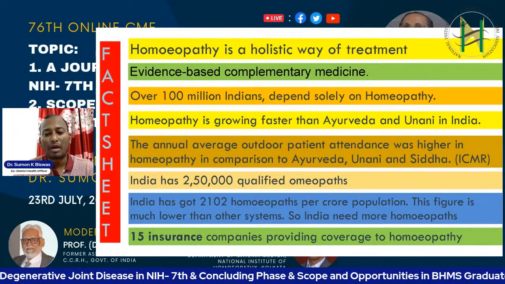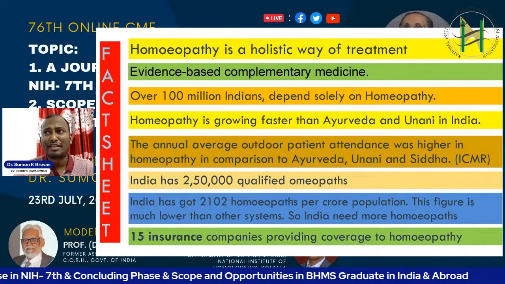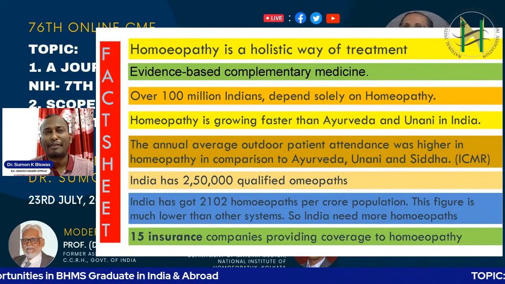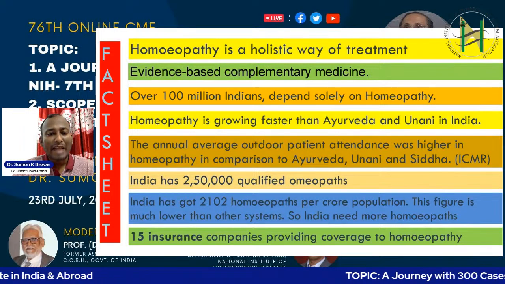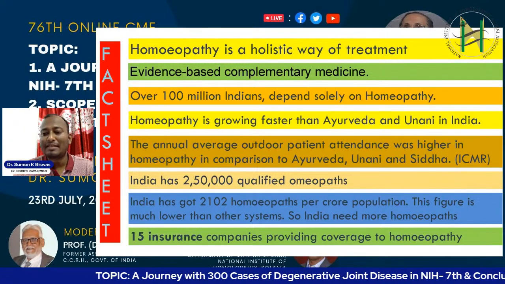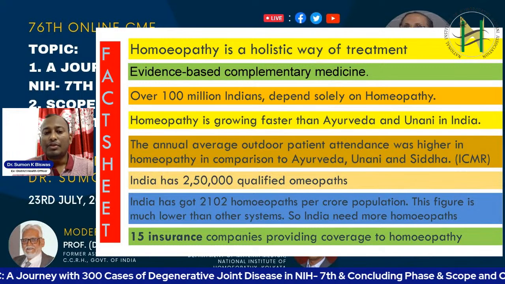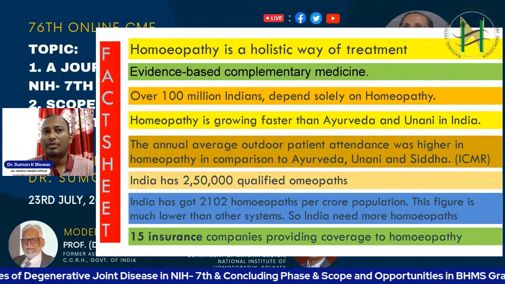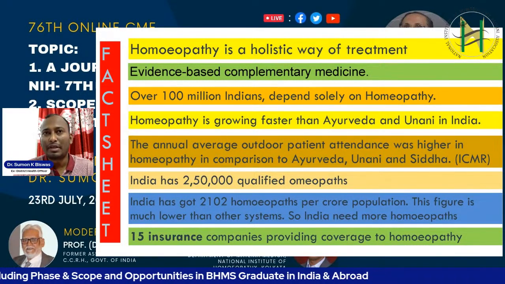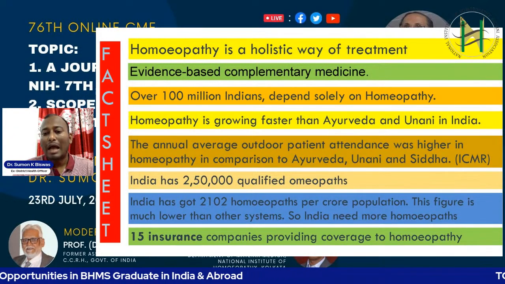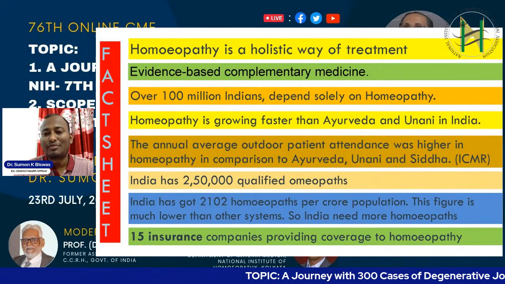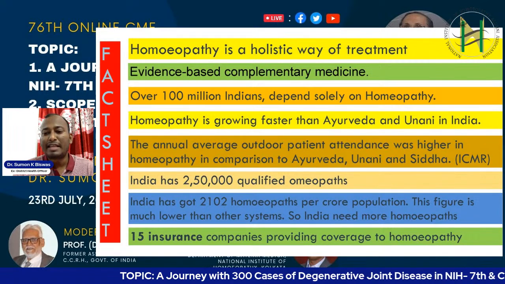This report I took from the question answering session in the parliament session, where our minister spoke on that. So these are the references I took from that. It also mentioned that annual average outpatient attendance was higher in homeopathy in comparison to Ayurveda, Unani and Siddha, and that report was published by ICMR. Outpatient attendance was higher in homeopathic hospitals and clinics compared to Ayurveda, Unani and Siddha. Every year, all the Ayush hospitals need to send their hospital statistics to ICMR, and ICMR publishes that.